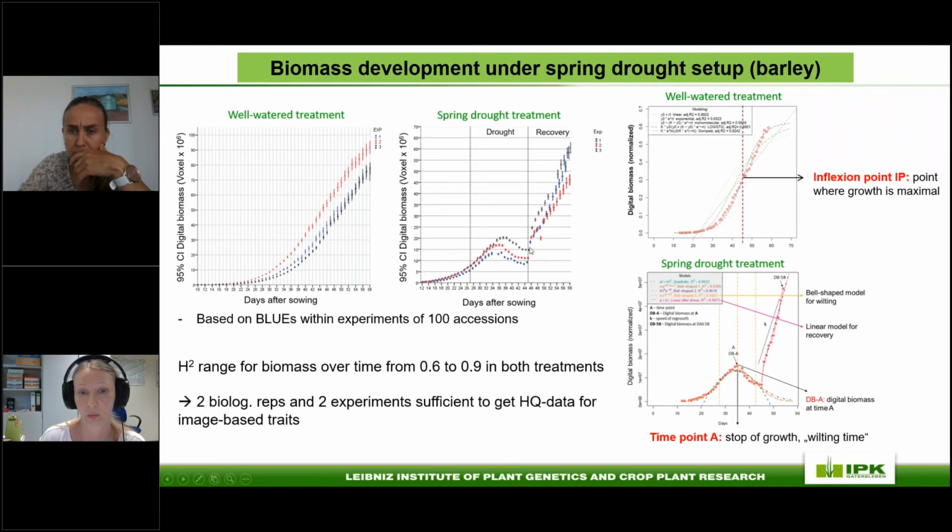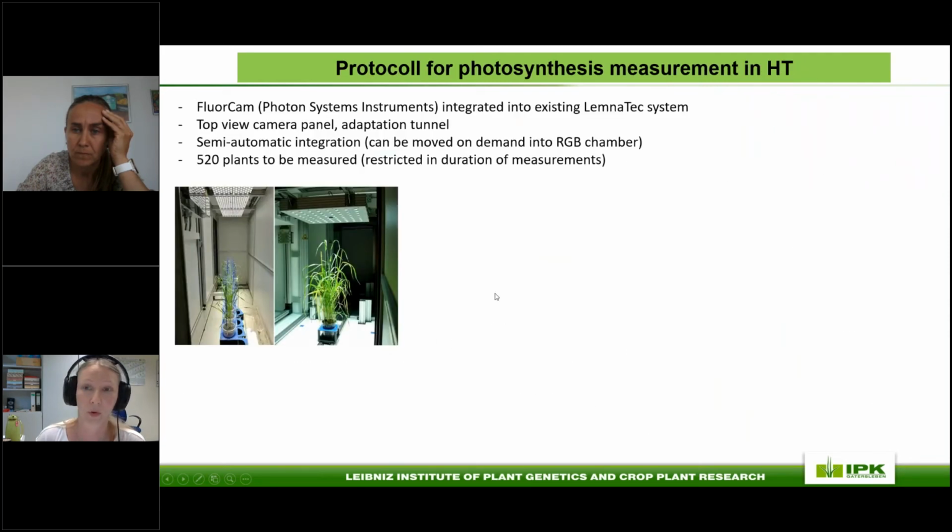And then on re-watering, the plants are sucking up the water again and continuing to grow in the recovery period, but of course never reach the level of biomass which would be formed in the well-water treatment. And we have high data quality for all the traits coming from the image analysis, which now allows us, for example, for GWAS studies, to go with 2 replicates per genotype and treatment, and 2 experiments to have a high data quality in terms of heritability. So from barley, we then moved to wheat.